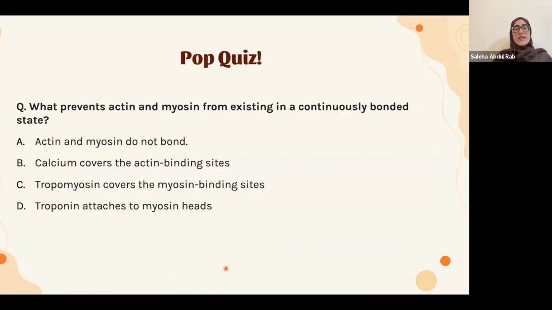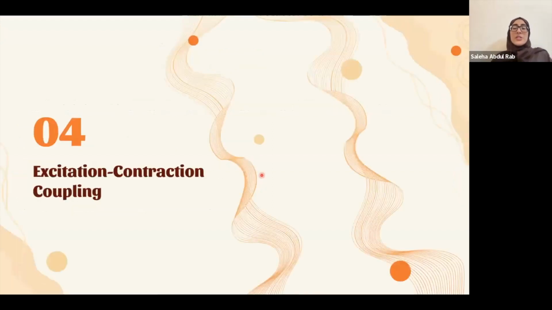part. Little pop quiz. What prevents actin and myosin from existing in a continuously bonded state? Someone said C. That is correct. The answer is C. Tropomyosin covers the myosin binding sites. Perfect. Now coming to excitation-contraction coupling.